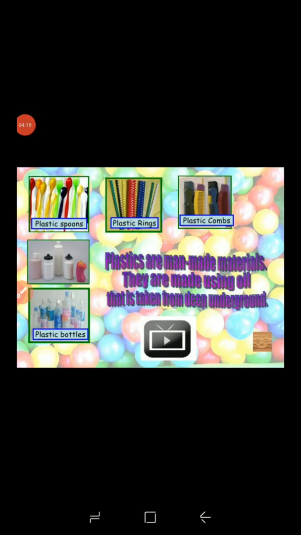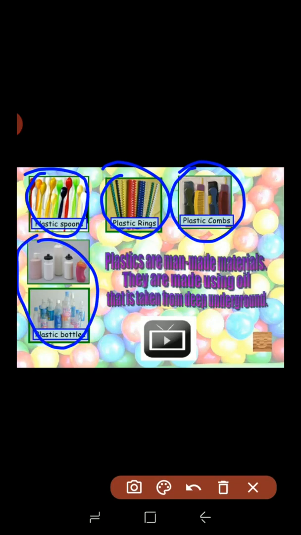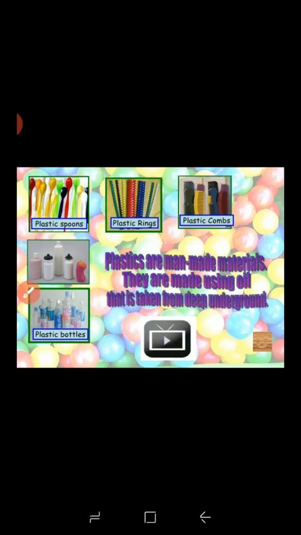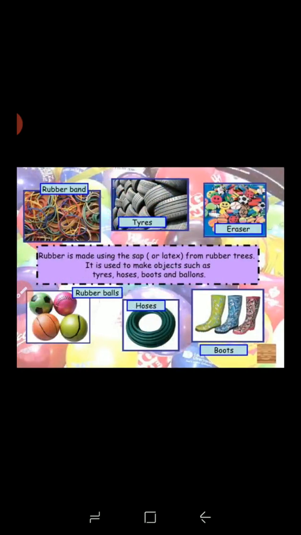So we have plastic spoons, plastic rings, plastic combs, and plastic bottles here. Plastic is a man-made material. It is made using oil that is taken from deep underground. That means plastic is a man-made material and wood is a natural material. Now look at this.